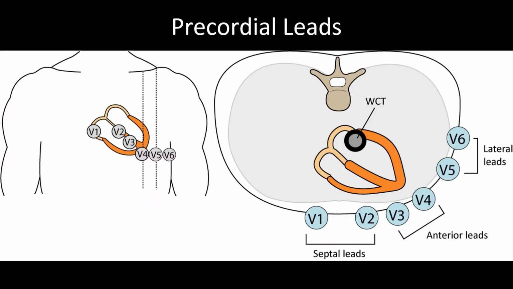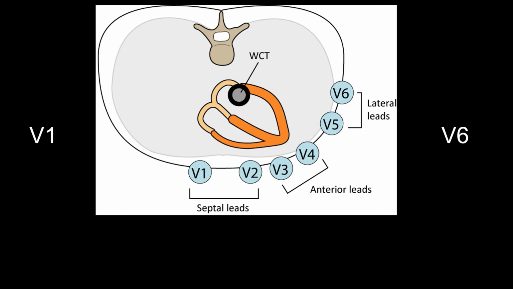So here we look at the precordial leads. We've reviewed how these leads are placed in a previous talk. It is important to note that the reference electrode for the precordial leads is Wilson's central terminal, which is composed of the average of the electrodes placed on the limbs.